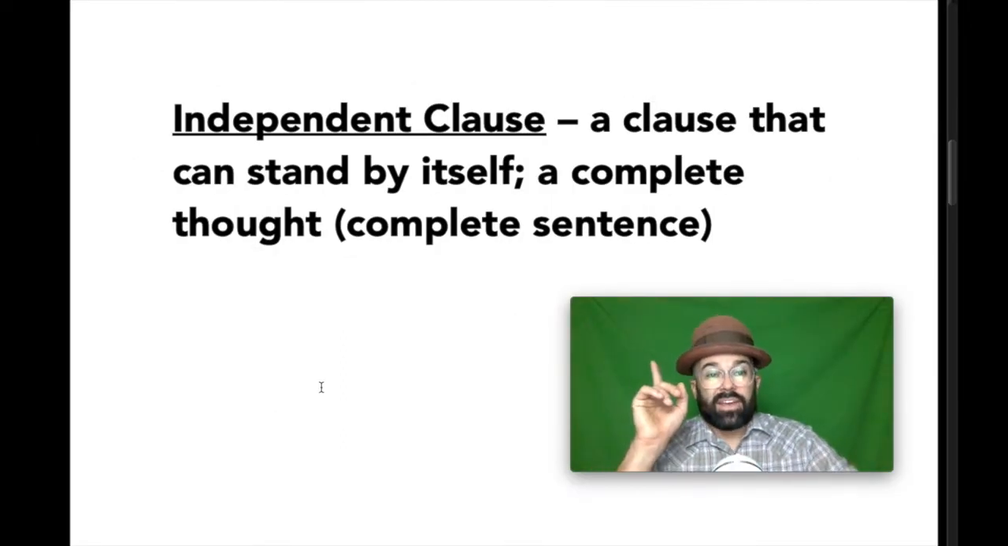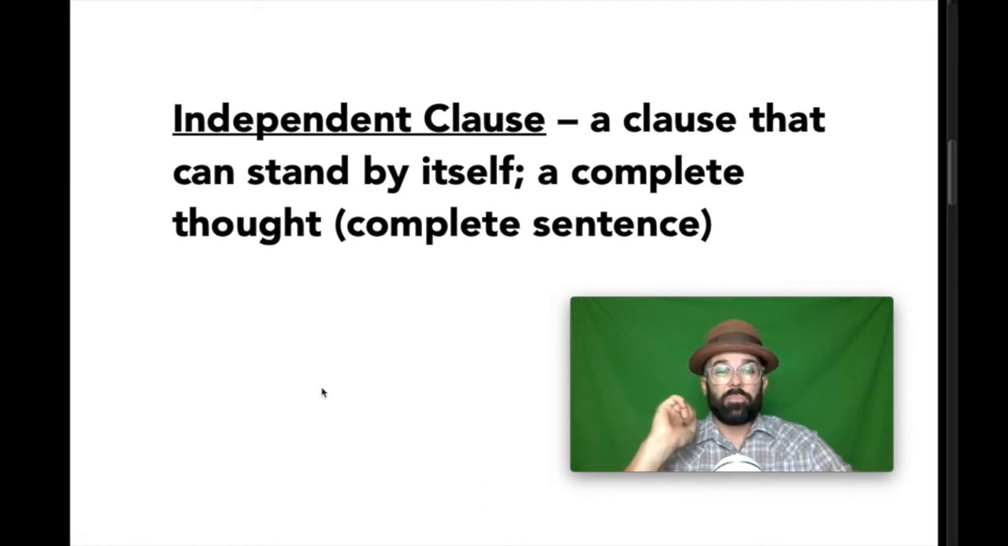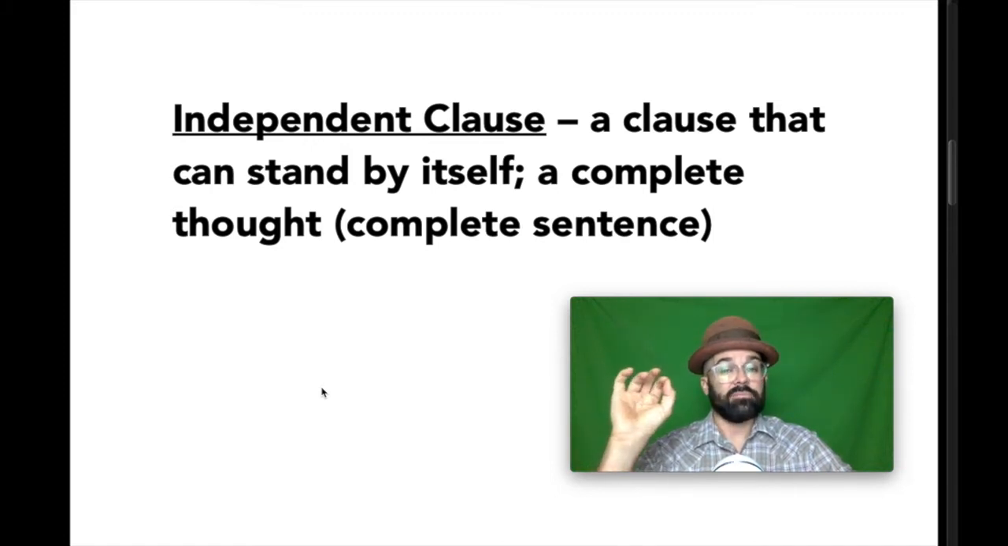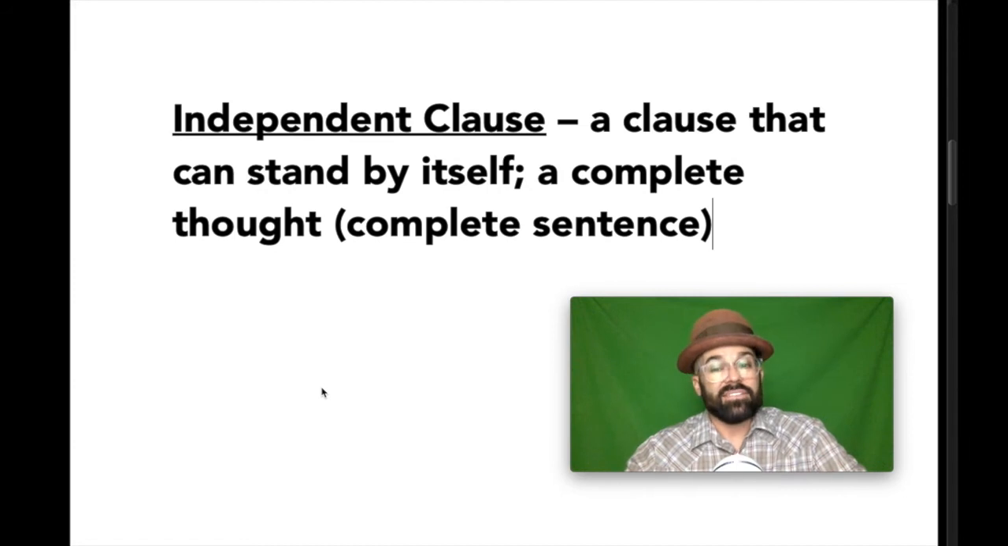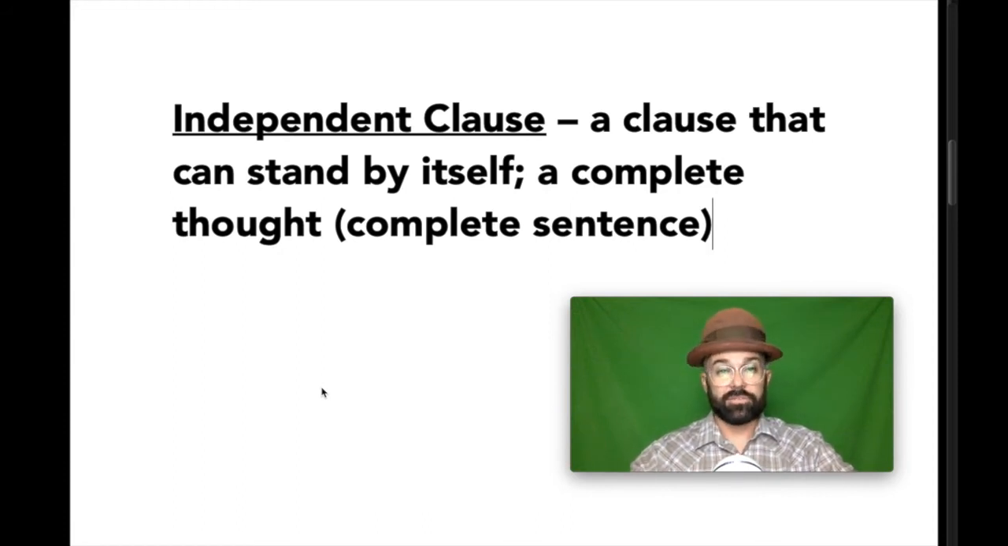Next up, we have a definition for an independent clause. An independent clause is a clause that can stand by itself. It's independent. It doesn't need anything else. It is also considered a complete thought, and these, in fact, can be complete sentences. They can stand all by themselves. They do have a subject, they do have a predicate, and also they are complete all by themselves. Independent. Did you write it down? One to go.